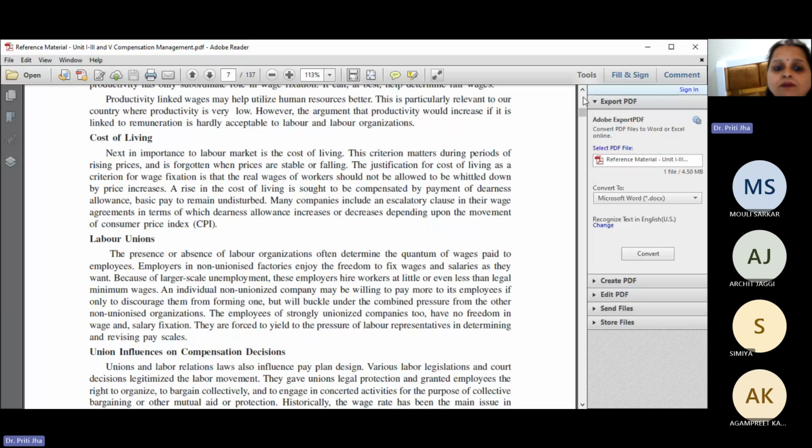An individual non-union company may be willing to pay more to its employees if only to discourage them from forming a union, but will buckle under the combined pressure from the other organizations.